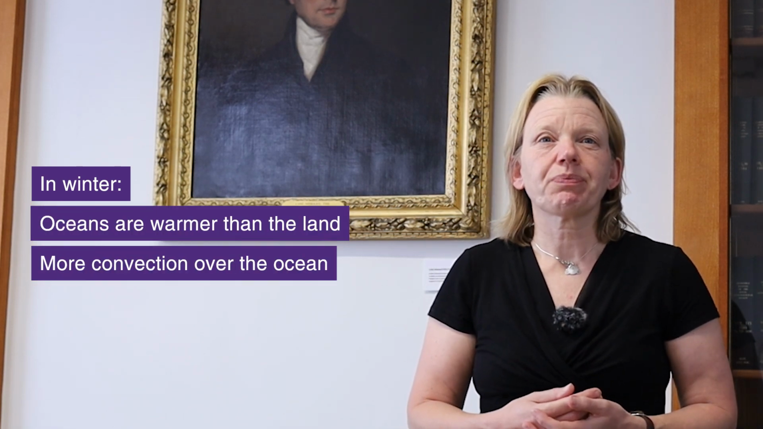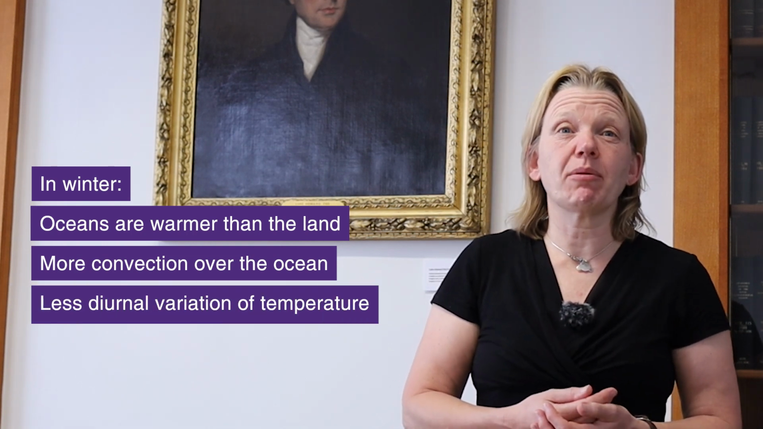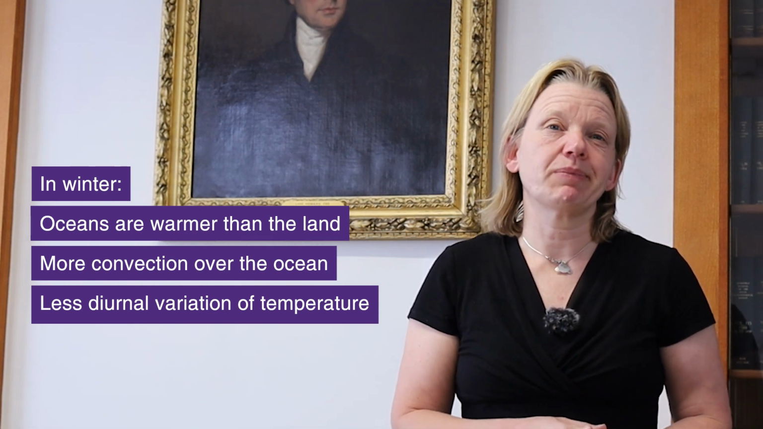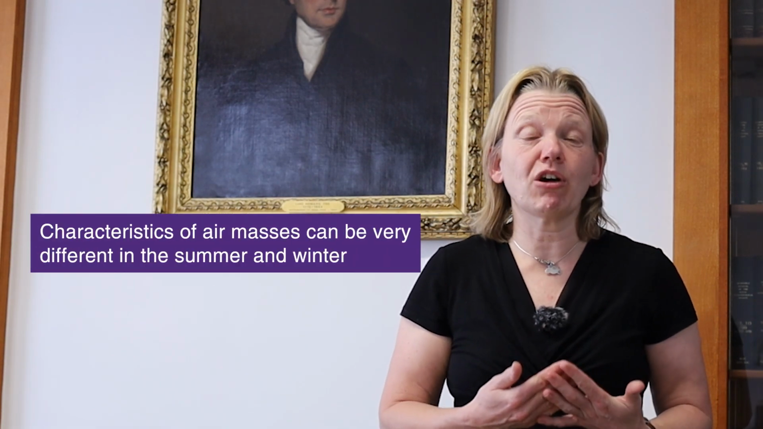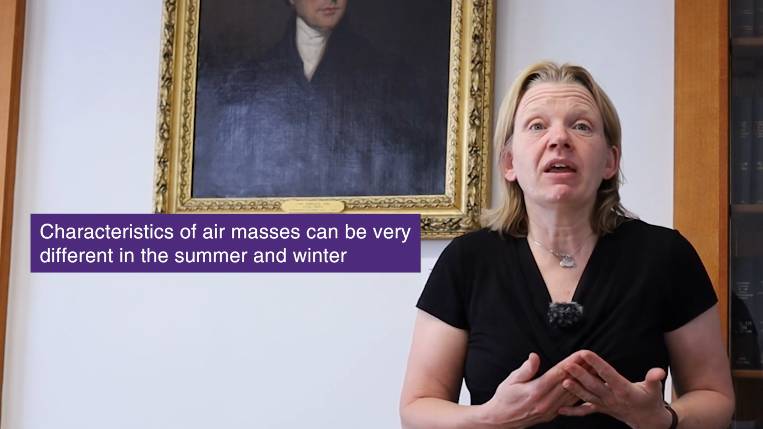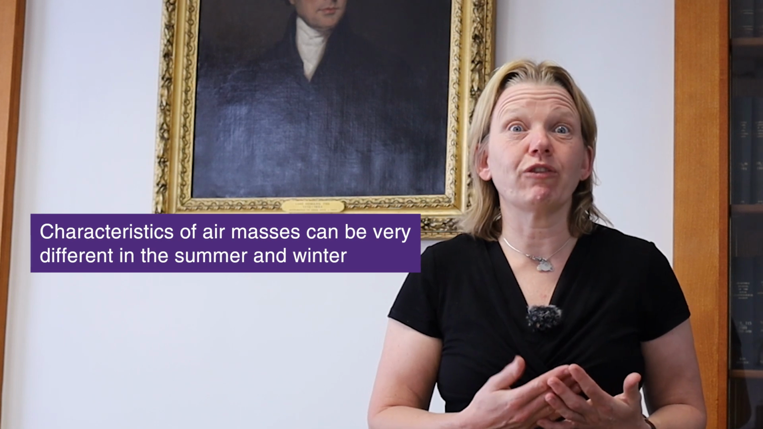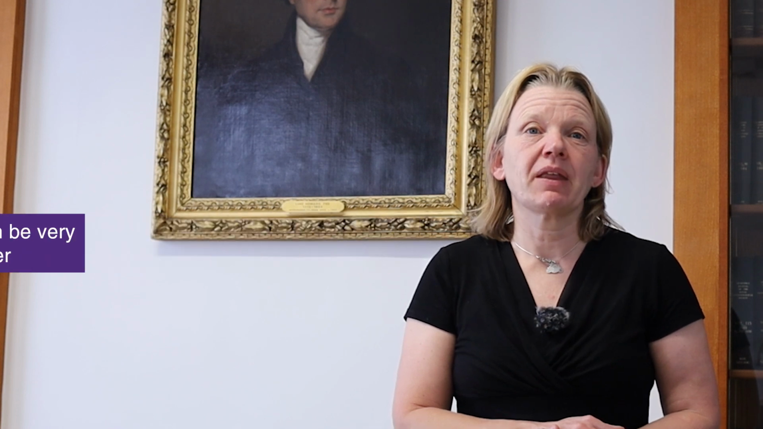In the winter, the oceans are warmer than the land, giving rise to more convection over the ocean. In the winter, there's also much less diurnal variation in temperature than in the summer, so snowfall, for example, is equally likely by day or by night. Of course, the characteristics of the air masses can be very different in the summer and the winter. Siberia, for example, is extremely cold in winter but relatively warm in summer. So a polar continental air mass can bring us bitterly cold weather and heavy snowfall for eastern counties in the winter, but much warmer weather in the summer.